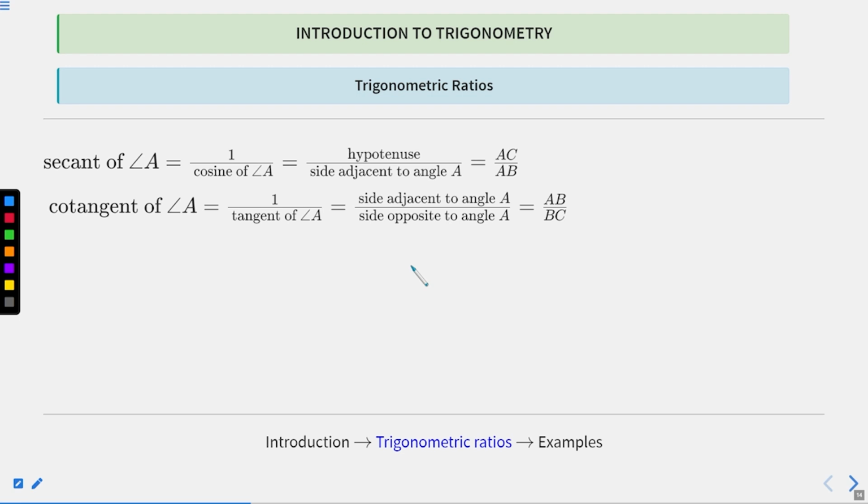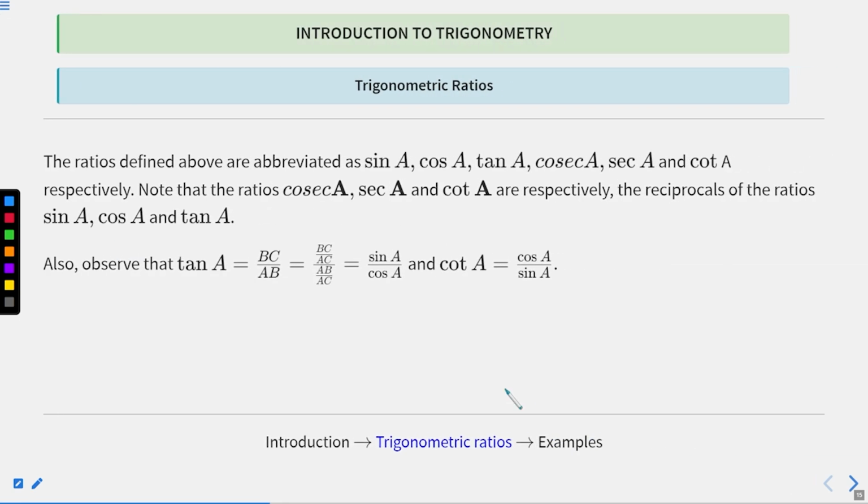Okay, so 1 over cosine of angle A is equal to hypotenuse divided by the side adjacent to angle A, so this is equal to AC over AB. Now cotangent of angle A is the reciprocal of tangent of angle A. We know tangent of angle A is equal to the side opposite to angle A divided by the side adjacent to angle A. So 1 over tangent of angle A is equal to the side adjacent to angle A divided by the side opposite to angle A, that is equal to AB over BC.